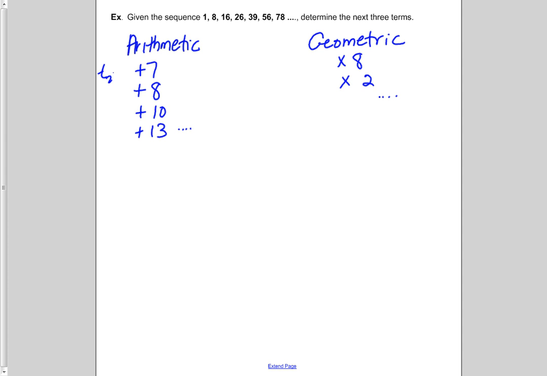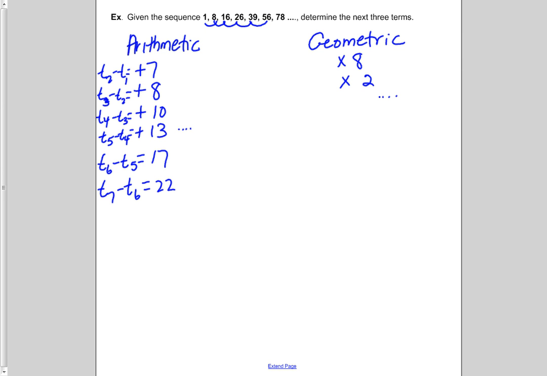So T2 take away T1, I noticed it was adding 7. T3 take away T2, the difference was 8. T4 take away T3, T5 take away T4: 7, 8, 10, 13, from 39 to 56 is 17, and from 56 to 78 is 22. I think I'm seeing a pattern there.